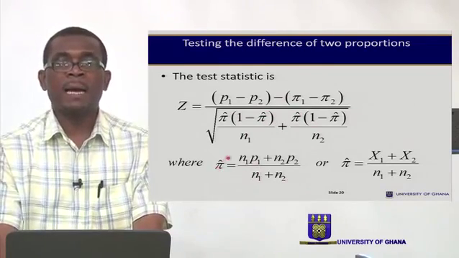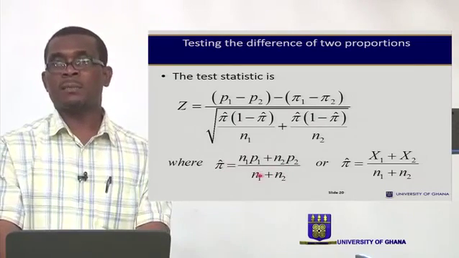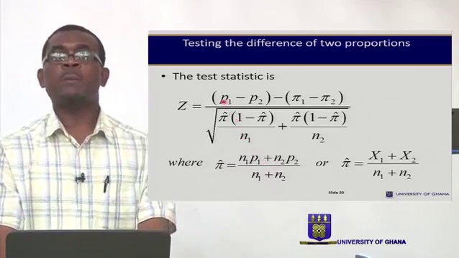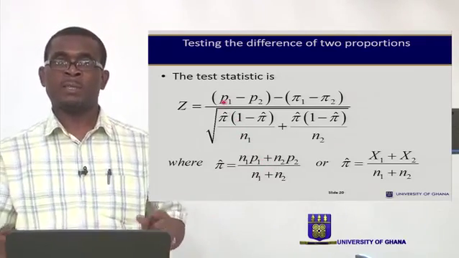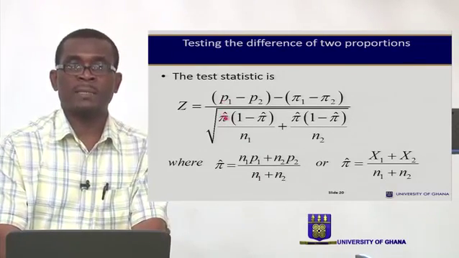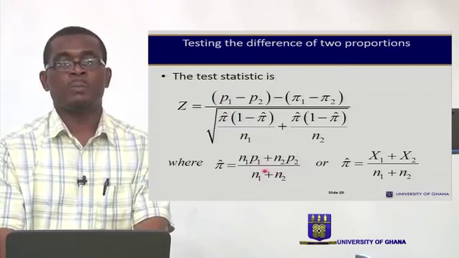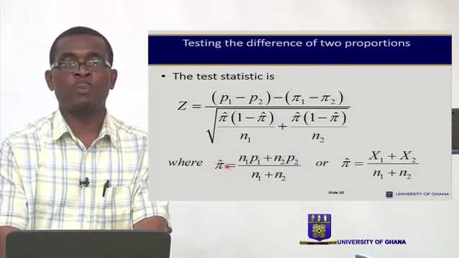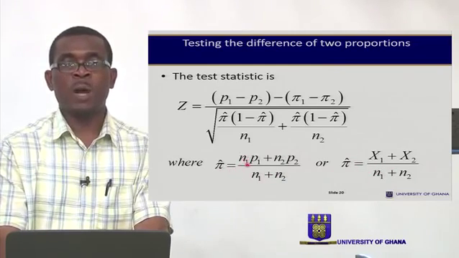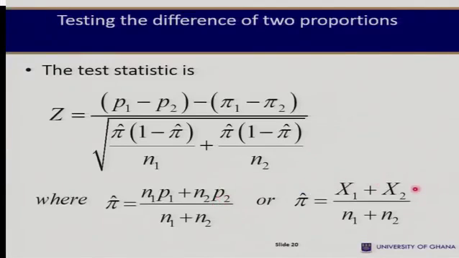where pi hat is obtained as the weighted average of the two sample proportions. So this is one way in which you can compute the pi hat. This is an alternative way, because in reality, n1 times p1 is equal to x1, right? And n2 times p2 is equal to x2.